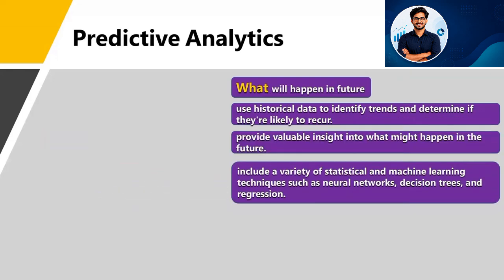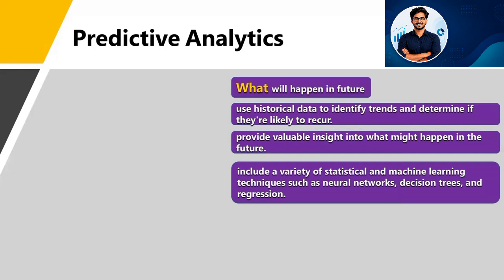Then the third one is predictive analysis, where it comes to the future, that is, what will happen in the future. Whatever historical data we have, 3 years or 5 years of data, we will try to find out its trends, how it is performing every month, quarter or year, and whether it is going to happen again in the future as well. That is something which comes under predictive analytics, where it will provide what might happen in the future.